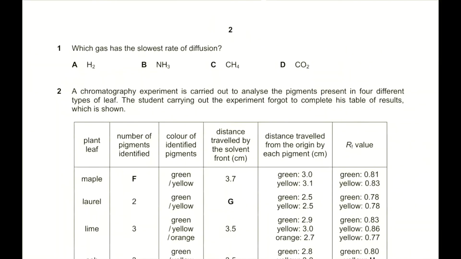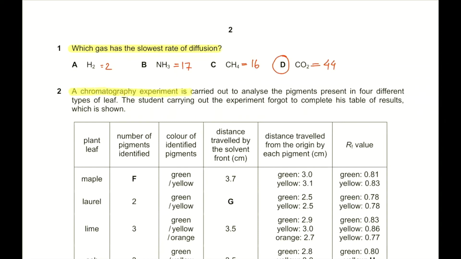Question number 1. Which gas has the slowest rate of diffusion? Guys, for any gas, the rate of diffusion depends on its molecular formula and mass. So the mass of hydrogen is 2, ammonia is 17, methane is 16, and carbon dioxide is 44. So the slowest rate of diffusion will be carbon dioxide.